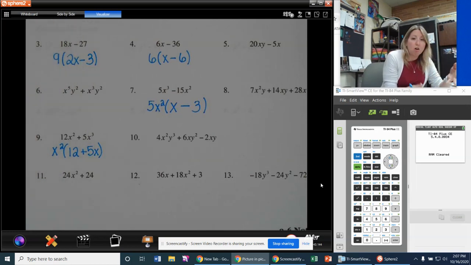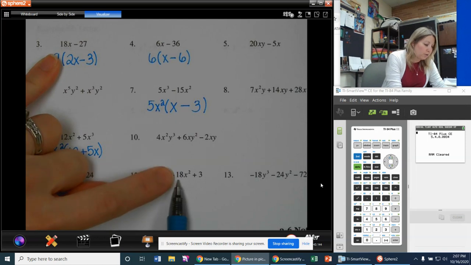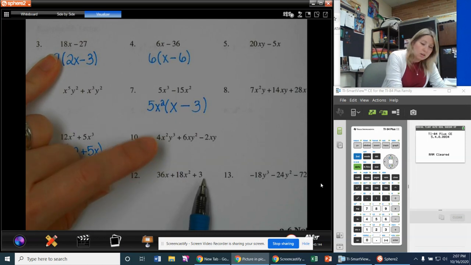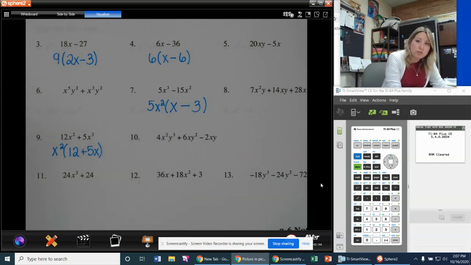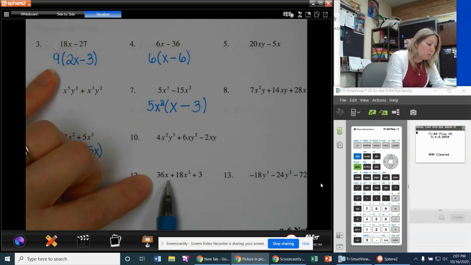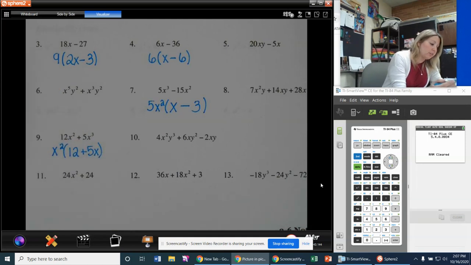But look at all 3 terms. Okay, there's a 36x. Okay, there's an 18x squared. No x in the last term. It's just a 3. So since it's just a 3 that's present here, I can't pull an x out as a GCF because it's not going to be able to come out of this last one. So now the only thing I can consider is, okay, hopefully they're all divisible by 3, and they are.